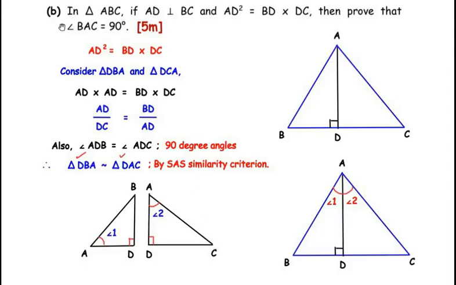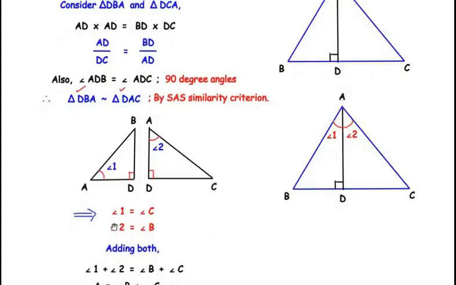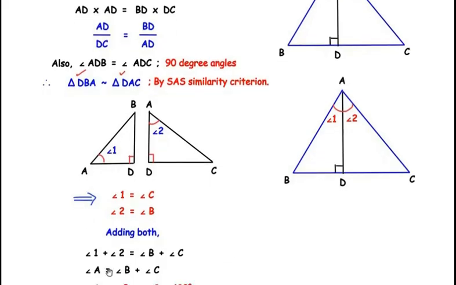Now let us proceed to prove that angle BAC is equal to 90 degrees. So here, once we have proved these two triangles are similar, we can say that angle 1 from the first triangle is equal to angle C from the second triangle. Similarly, angle 2 from the second triangle will be equal to angle B from the first triangle. Now let us add both the sides of this equal to sign. So here we get angle 1 plus angle 2 is equal to, on the right hand side we get angle B plus angle C. Now angle 1 plus angle 2 was angle A. So here we have written angle A is equal to angle B plus angle C.